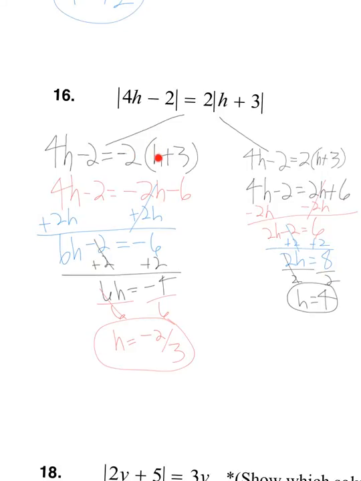So on this one I get negative 2h minus 6. So I add 2h over, I get 6h. I add 2 over, I get negative 4. When I divide by 6, I get negative 2/3. Okay, on this one, when I distribute the 2, I get 2h plus 6. So I minus 2h over, and I get positive 2h minus 2 equals 6. So I added 2 over, and I got 8. 8 divided by 2 is 4.